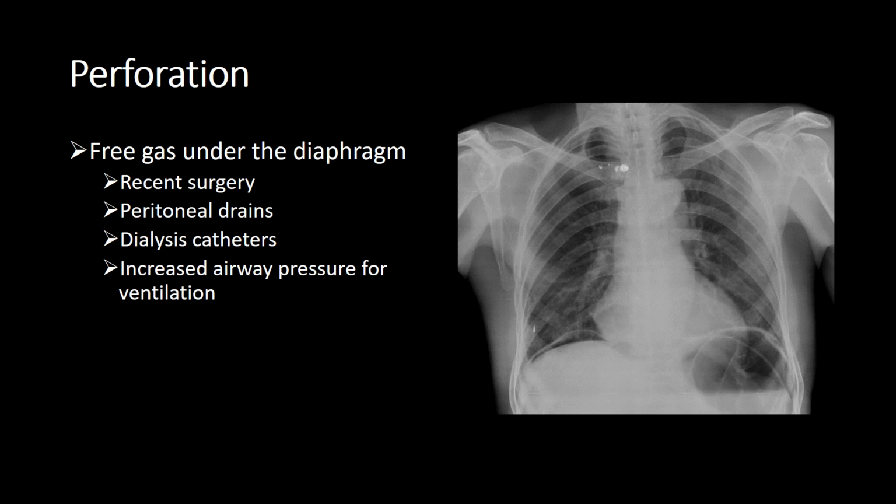Free gas under the diaphragm is a classic sign of pneumoperitoneum on the erect chest X-ray. However, in clinical practice, you've just got to be careful that it isn't due to recent surgery, peritoneal drains, dialysis catheter, or increased airway pressure for ventilation. However, if you see this appearance in the exam, then you would attribute it to pneumoperitoneum.